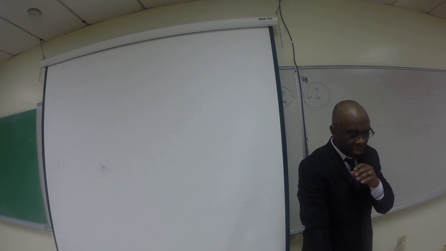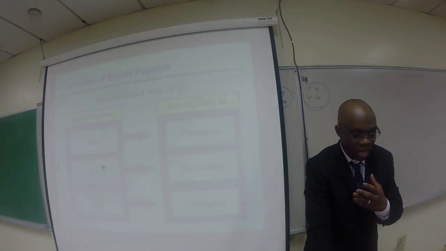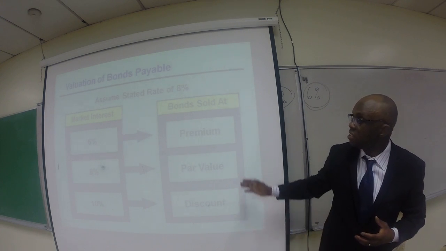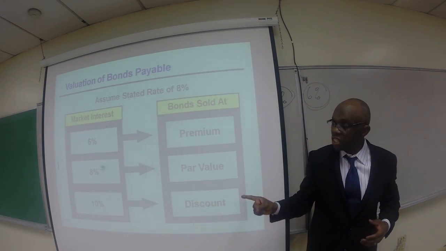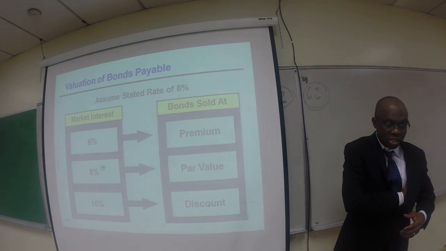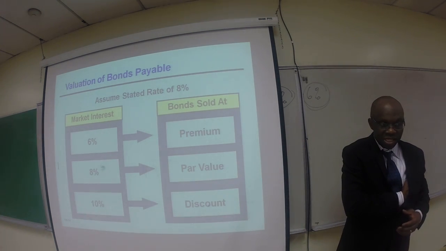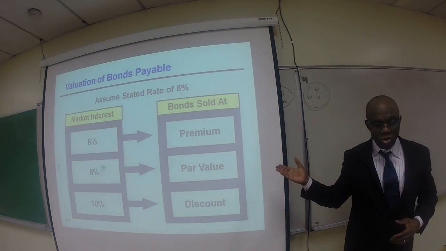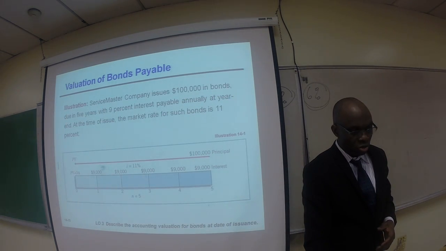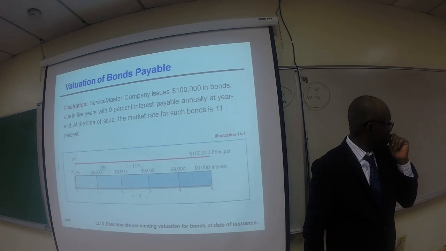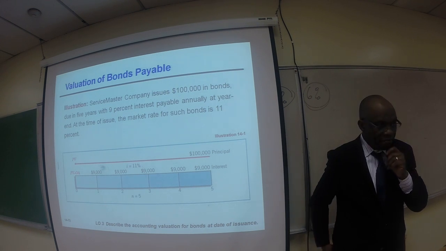we talked about 3 different possibilities in terms of valuing or selling the bond. Here is this slide. The stated interest rate is 8%. As you can see, when the market rate is 6% and the stated rate is 8%, the bond will be sold at premium, par value, discount, just like we illustrated. Now, still talking about valuation of bond.